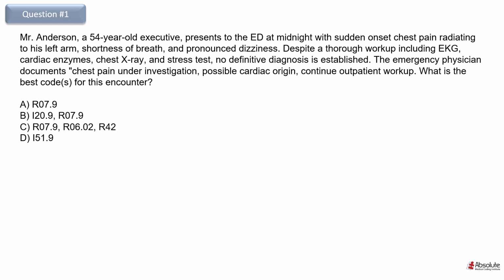Thank you, Miss J. Okay, coders, let's start with our first question. What is the best code for this encounter? A, R07.9. B, I20.9, R07.9. C, R07.9, R06.02, R42. Or D, I51.9. Mr. Anderson, a 54-year-old executive, presents to the ED at midnight with sudden onset chest pain radiating to his left arm, shortness of breath, and pronounced dizziness. Despite a thorough workup, including EKG, cardiac enzymes, chest x-ray, and stress tests, no definitive diagnosis is established. The emergency physician documents chest pain under investigation, possible cardiac origin, continue outpatient workup. You all have 3.5 minutes.